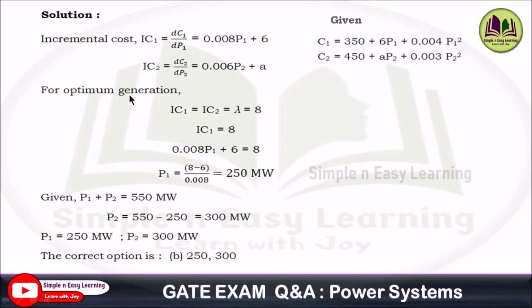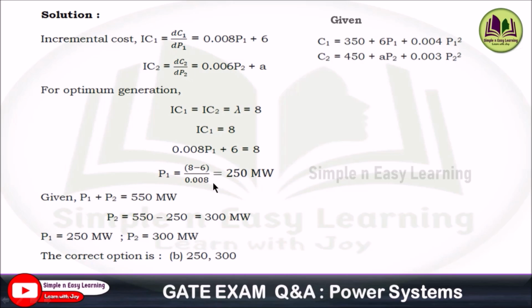Now for optimum generation, the incremental costs will be equal, and that will be equal to lambda. So IC1 equals IC2 equals lambda, and lambda is given in the problem as 8. Now equate the first equation, IC1 equal to 8. We know IC1 is equal to 0.008 P1 plus 6, that will be equal to 8. Simplifying, 6 goes to that side, it becomes 8 minus 6 divided by 0.008, that gives you 250 megawatt. So P1 equal to 250 megawatt.